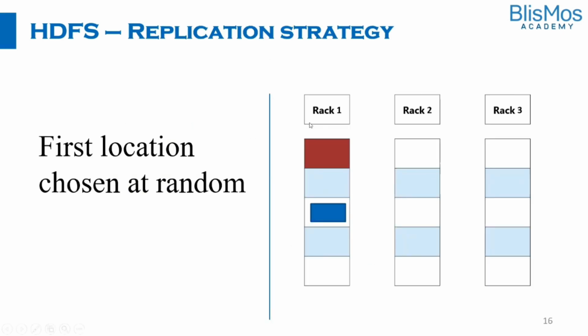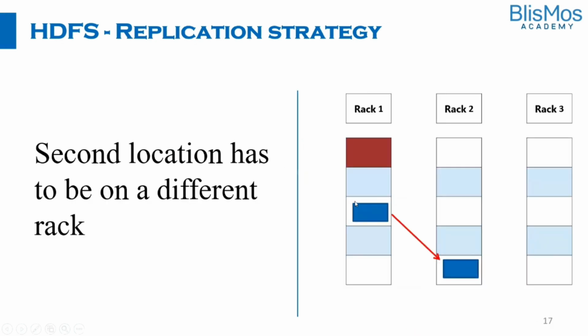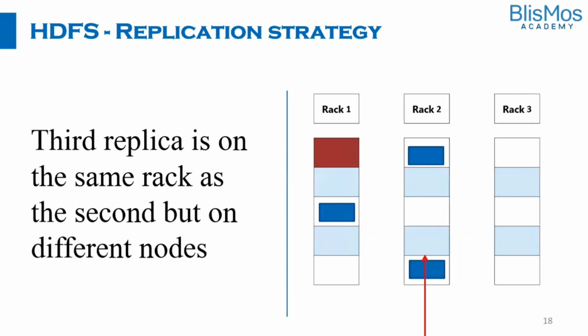The way we can tackle this is, the first location is chosen at random. This is the first location. Then the second location has to be on a different rack, because if you store the data in the same rack and that whole rack crashes, then again the data is lost. First location is chosen at random. Second location has to be on a different rack. That is a mandatory thing. And how about the third location?